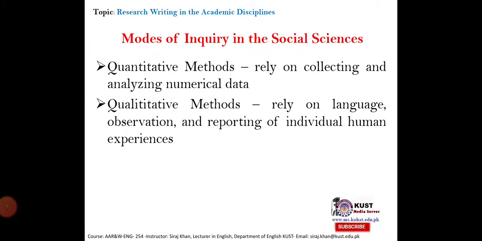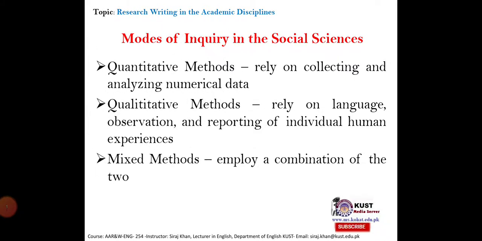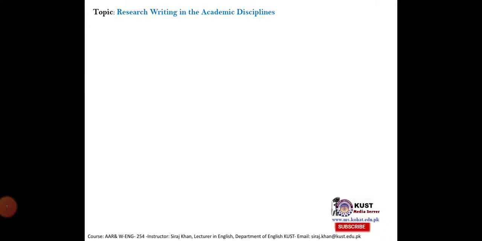Qualitative methods rely on language, observation, and reporting of individual human experience. So, quantitative research and qualitative research. Quantitative research goes with numerical data, statistical data, and other mathematical designs. Qualitative methods rely on language, it is more descriptive and theoretical than quantitative research. Mixed methods imply a combination of the two. Its aim is objectivity.